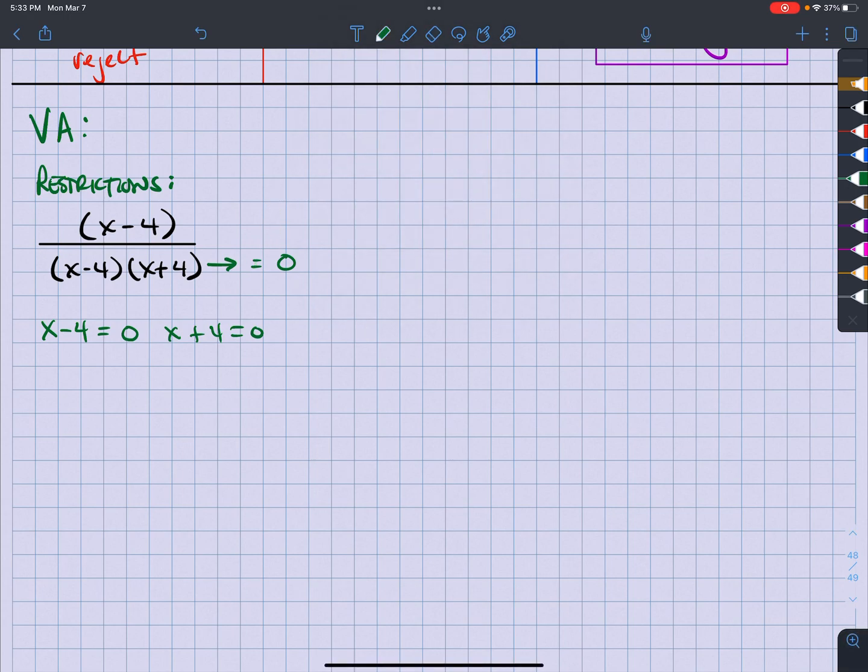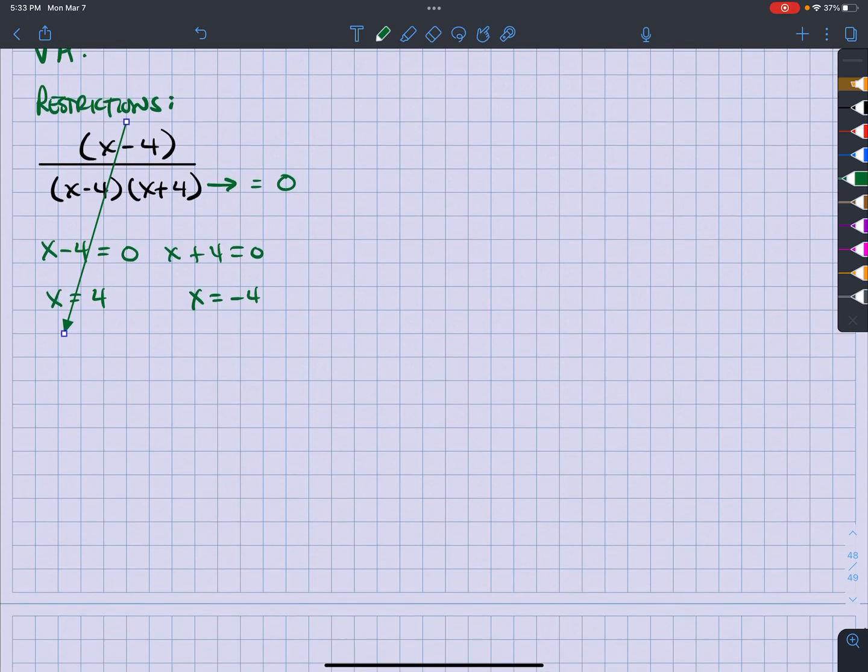Okay, so that means I have x equals 4 and x equals negative 4. But what you notice is this: x minus 4 would cancel out, right? And since they cancel out, that means that x equals 4 is not going to be a vertical asymptote. However, this is going to be a hole.